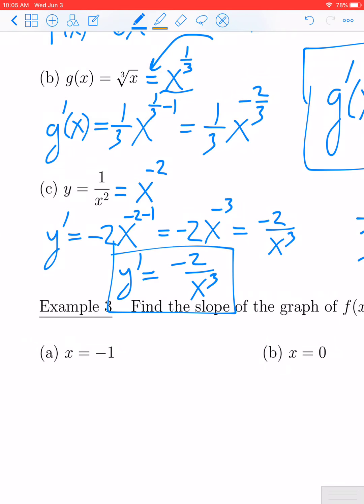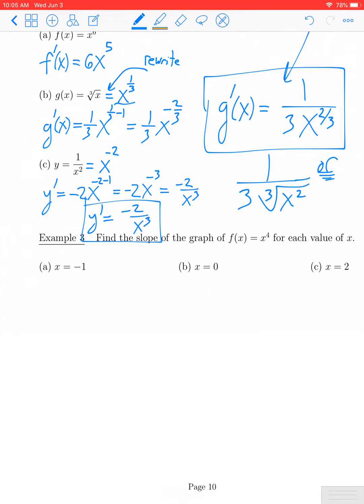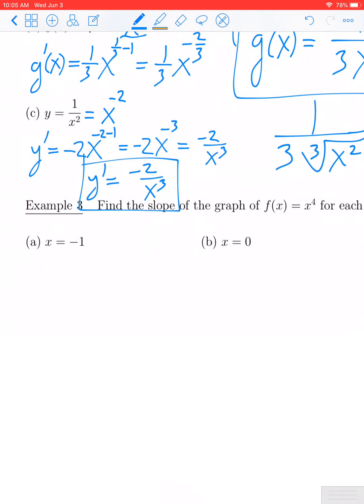Question 3 asks us to find the slope of the graph of f of x equals x to the 4th at each value of x. We remember that slope is synonymous with the derivative. So we need the derivative of x to the 4th. That's going to be 4x cubed using the power rule. Bring the power down, so it's 4 out in front multiplying x to the power reduced by 1. 4 minus 1 would give us 3.